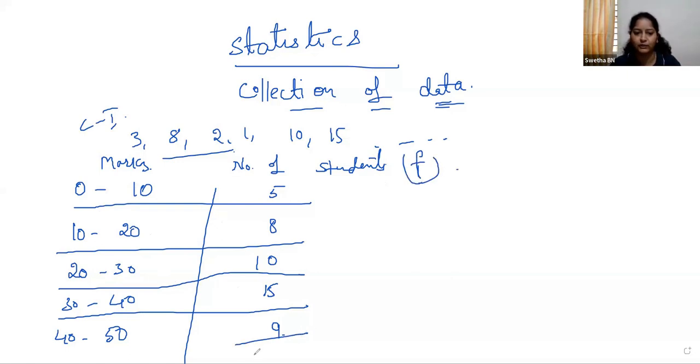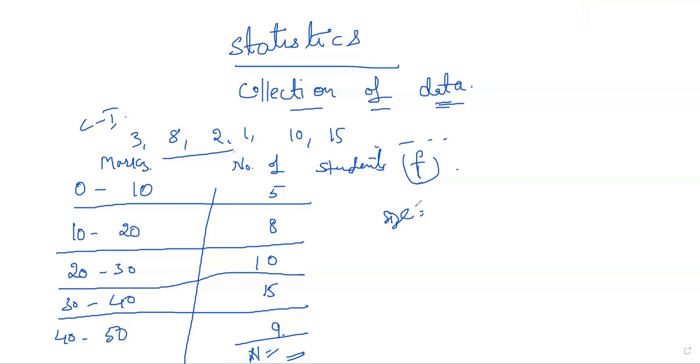At last, what do we do? N is equal to, we will add all and write the answer, that is N, the number of students. Here, CI is nothing but class interval. And what is the class size here? 10. Yes, class size is 10. So from 0 to 10 we have 5 students, then 10 to 20. Which is not included here, children? 10 is not included or 20 is not included?